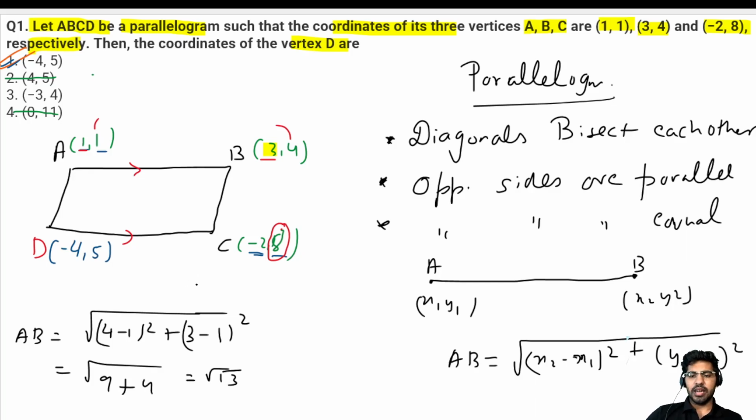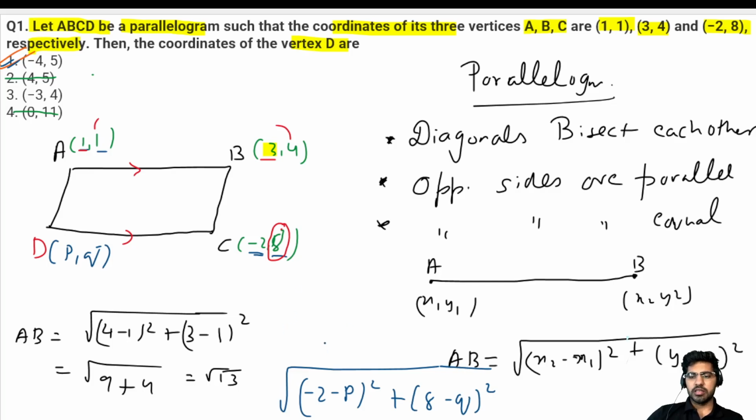So can I say that the line CD should also be equal to root 13? So if I want the line CD to be root 13, obviously I'm not aware that the point is minus 4 comma 5. So let us take this as P comma Q. So x2 minus x1, that is under root of minus 2 minus P whole square, right, plus y2 minus y1, that is 8 minus Q whole square, and I want this result to be equal to root of 13. So what should be the value that I should take for P and Q so that my result is nothing but root 13, right? You can always solve, but you can always make a calculated guess.